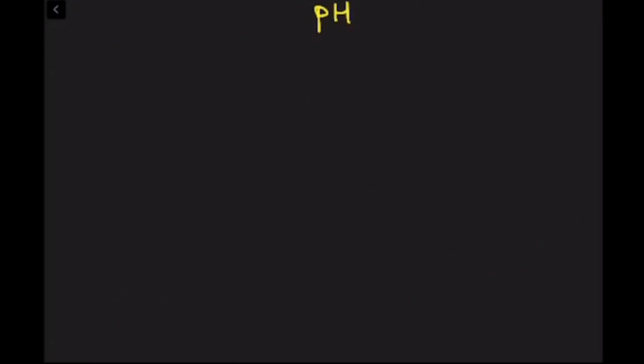Now let's look at the pH scale. In any aqueous solution, that means a solution with water, the product of the concentration of H+ ions and the concentration of OH- ions is 10 to the negative 14th. So, H+ ion concentration times hydroxide ion concentration equals 10 to the negative 14th molarity.